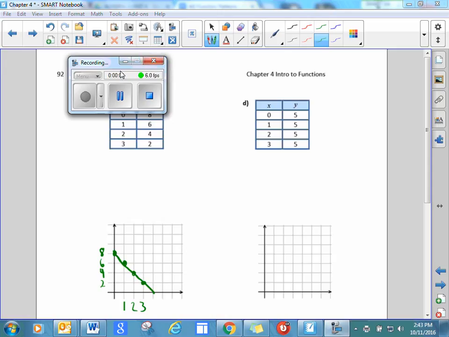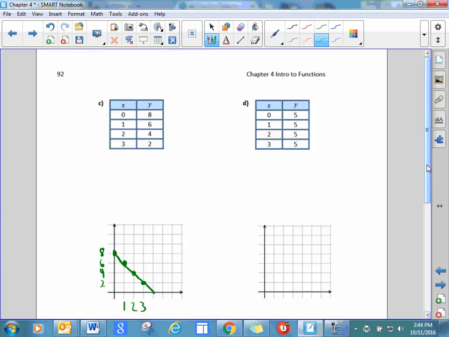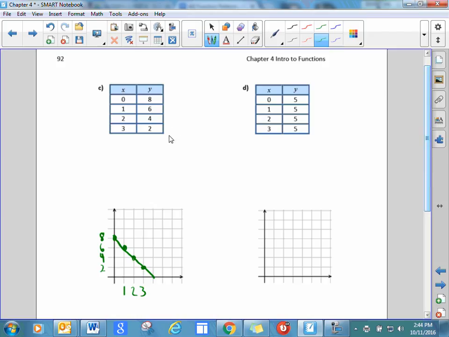Okay, let's carry on. Page 92. And I don't know why it's taking me so long to figure out that I can minimize this guy, but he's gone. Yay. It's nuts.